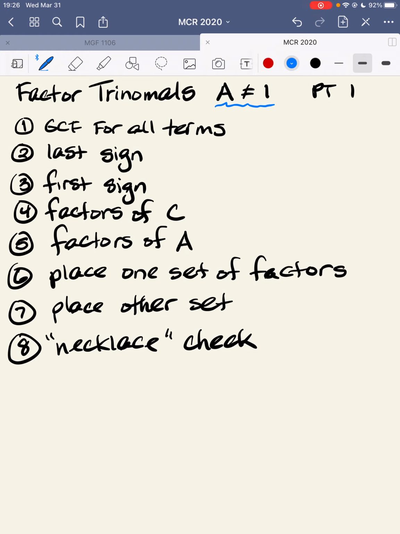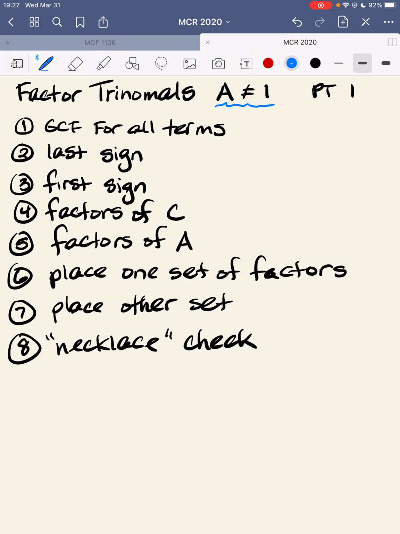So the steps are still pretty much the same as before. Always the first step, look for a GCF for all terms, okay? You should see if there is a GCF. It hides in this type especially a lot. Most of the ones we're going to deal with will probably not have one, just to get started.